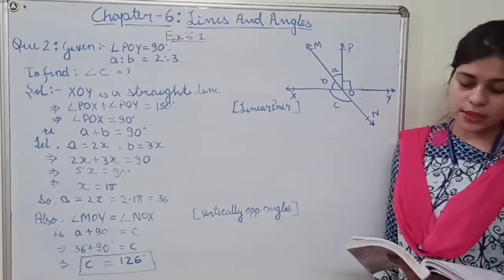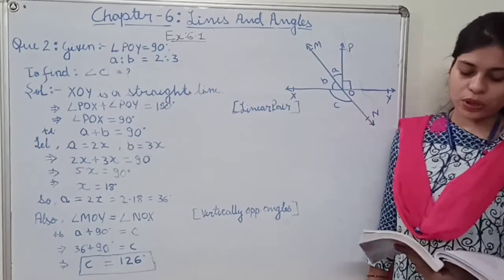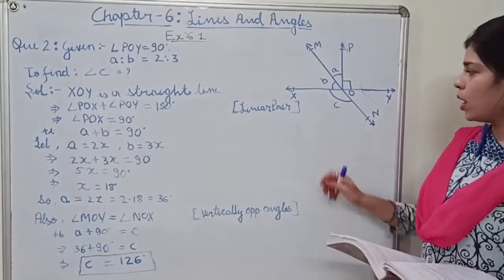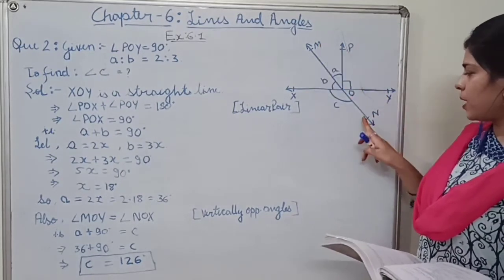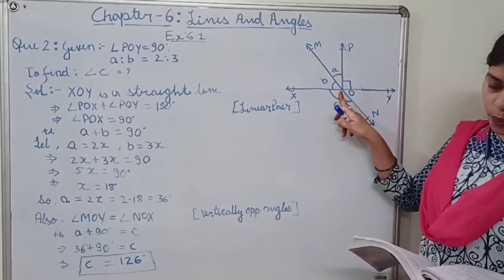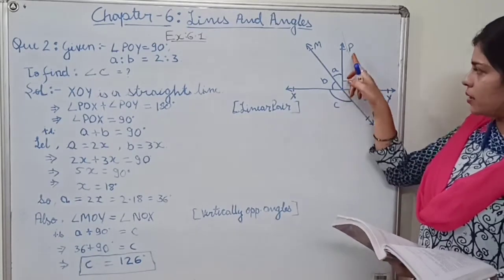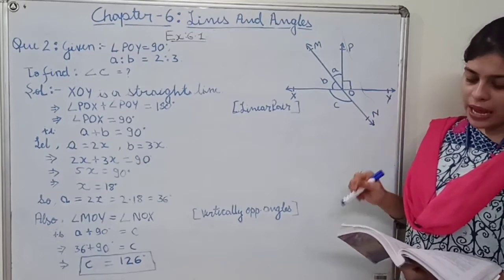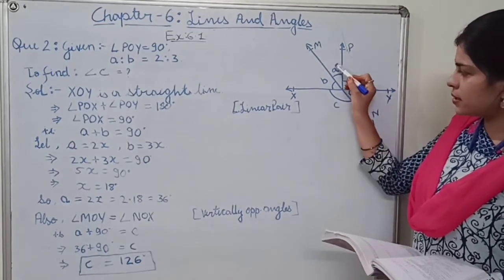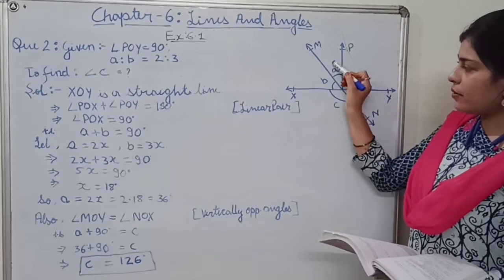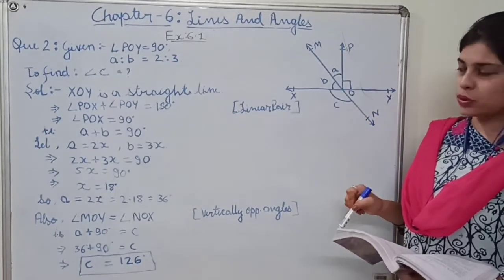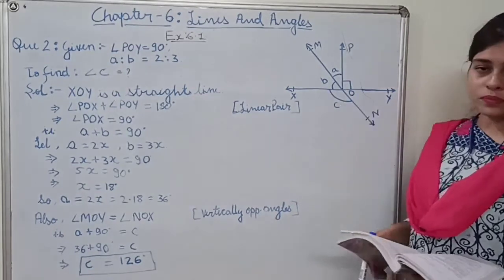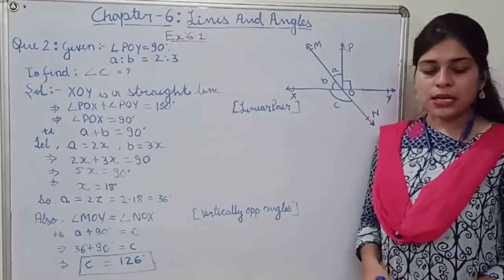Listen to what the question is. In figure 6.14, line XY and MN intersect at point O. If angle POY is 90 degrees, and the ratio of two angles, this is angle A and this is angle B, and the ratio of their measures is 2:3, A is to B is 2:3, then we have to find angle C. We have to find the measure of angle C.